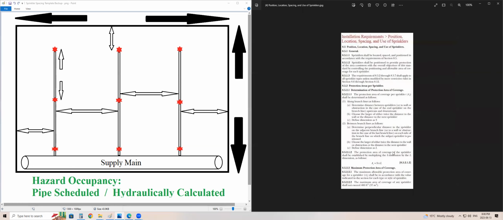So okay, we are now into installation requirements: position, location, spacing, and use of sprinklers. This is the meat and potatoes of this lesson, really. As you can see, position and spacing 8.5 is my section right there. We're still under Chapter 8, installation requirements, so that makes sense.